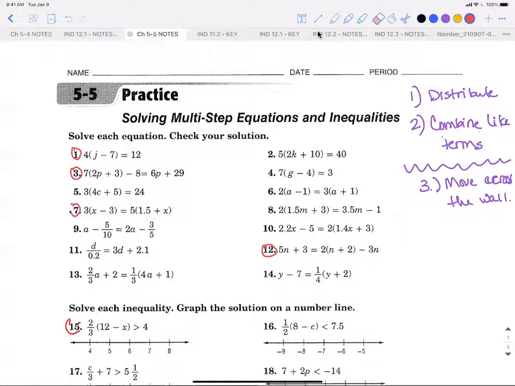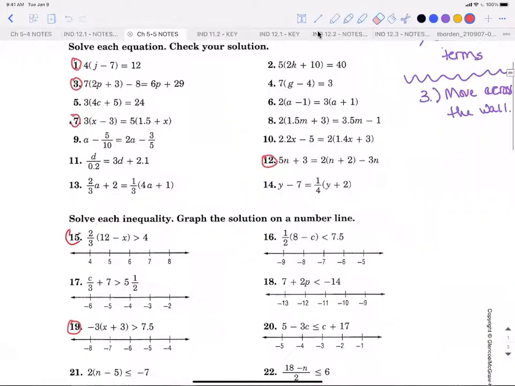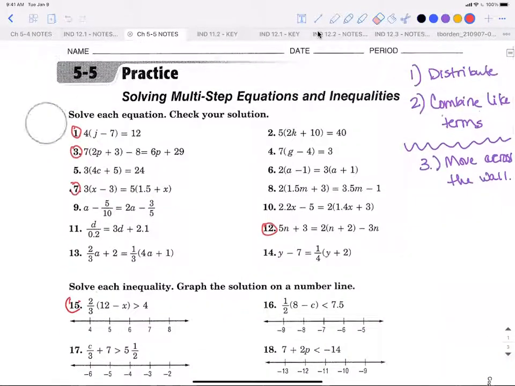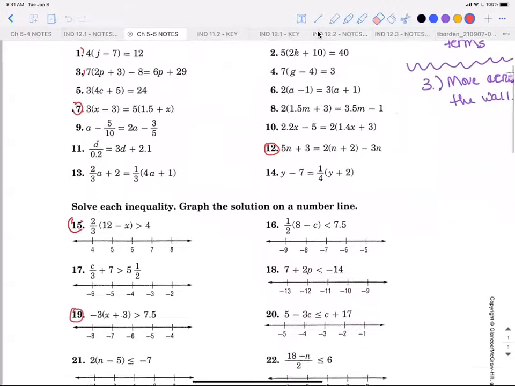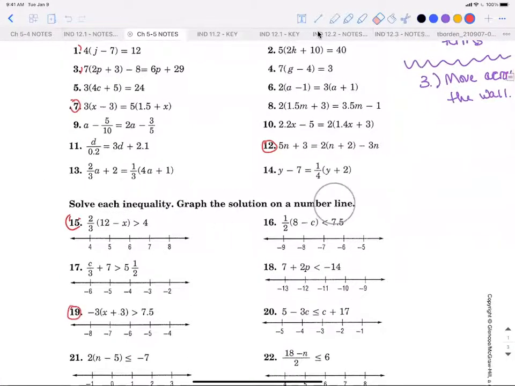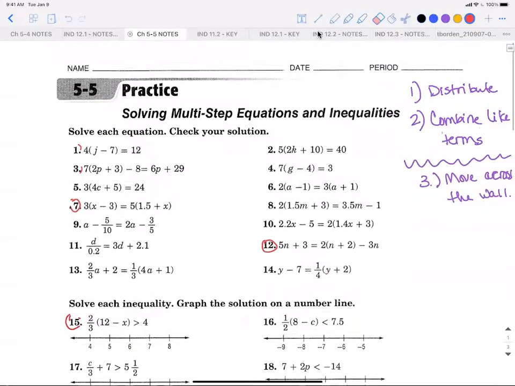Notice at the top, and your homework is the exact same way, this section says solve and check, and this section down here says solve and graph. So at the top, when it's an equation, you're going to solve and check it. When it's an inequality, you're going to solve and graph it. We're only going to pick and choose a few of these.